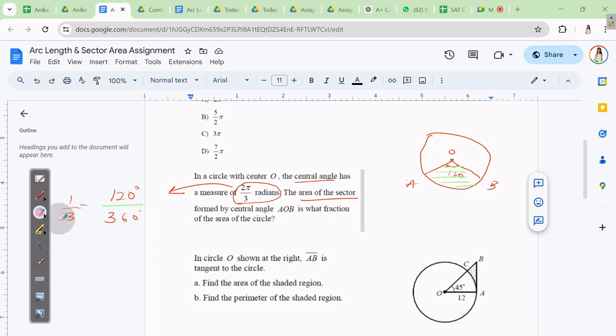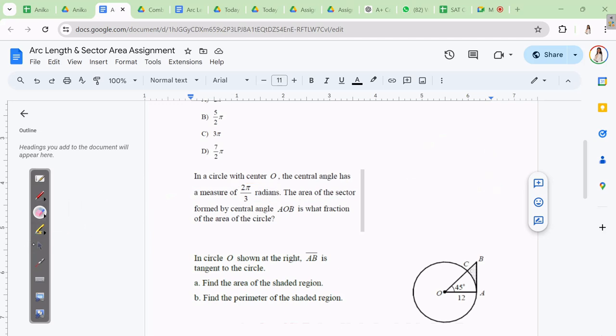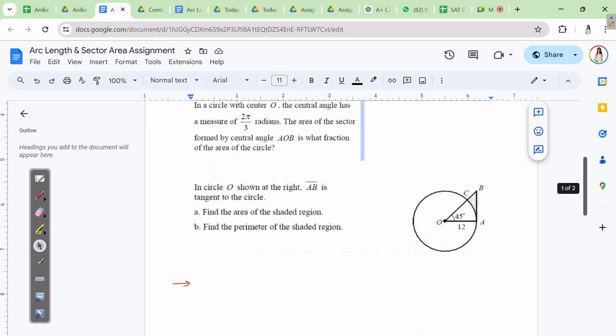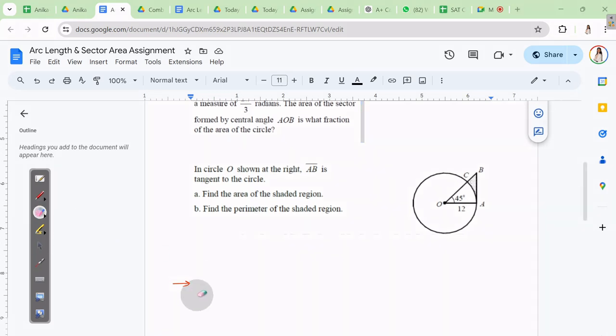Okay, now this one I think we discussed, right? Part A. Yes, we discussed part A. And the next, do you want me to discuss part B? Did you try out part B?